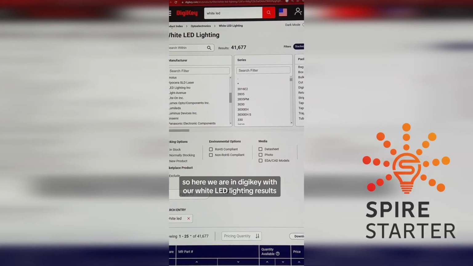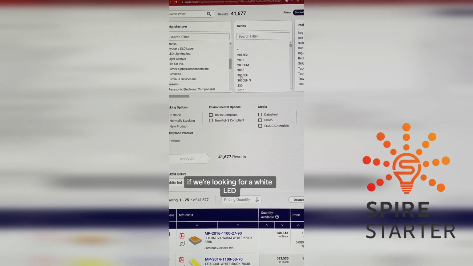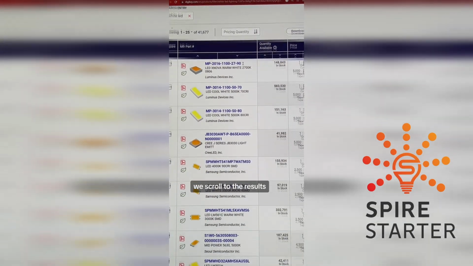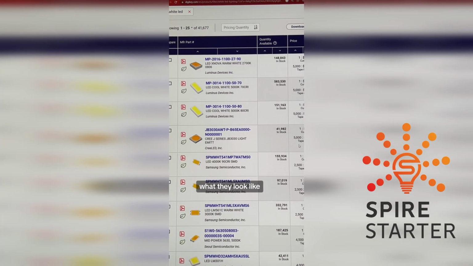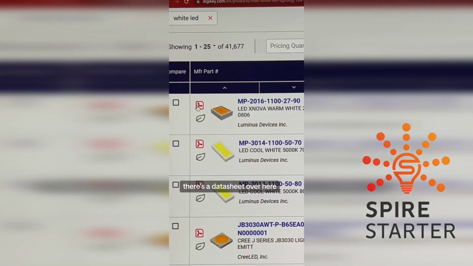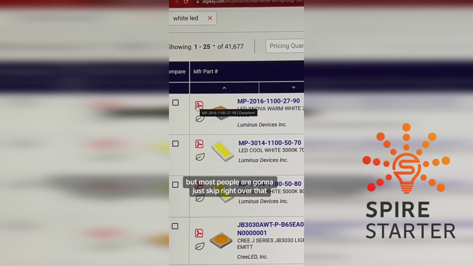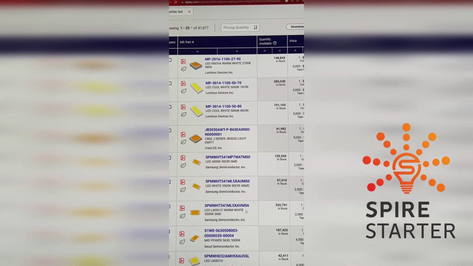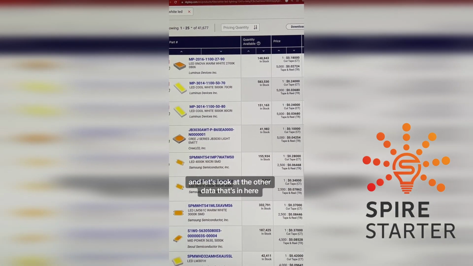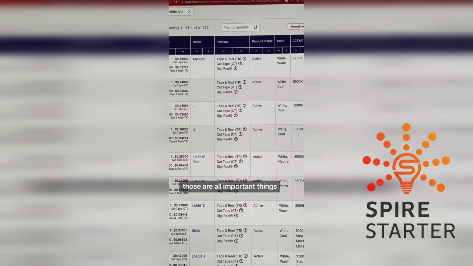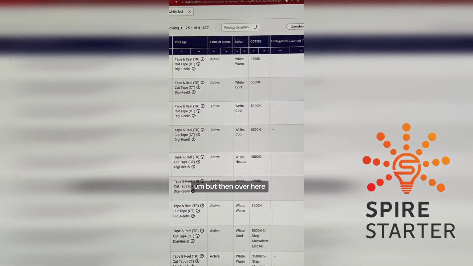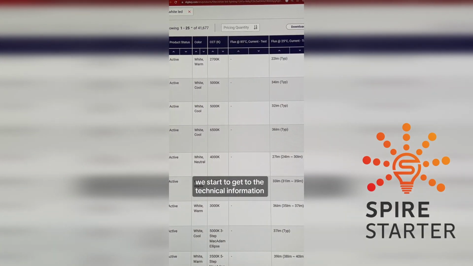So here we are in DigiKey with our white LED lighting results. If we scroll to the results, we'll see a bunch of different pictures of what they look like. That's nice. And there's the datasheet over here, but most people are going to just skip right over that. That's okay, we'll get to that later. Let's look at the other data in here. There's how many are in stock, there's a price, those are all important things. But then over here we start to get to the technical information.